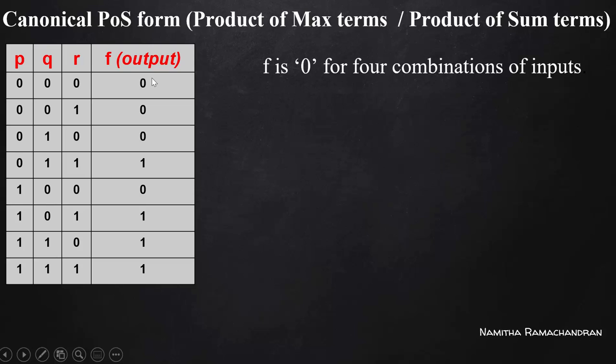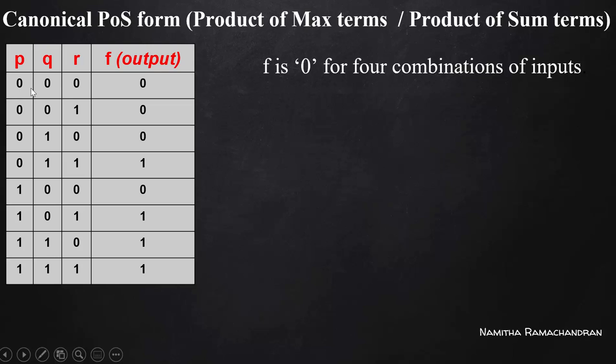Okay, so for different input combinations, the F output becomes 0 somewhere and 1 somewhere. For generating the canonical POS form, we need to consider the output value which is equal to 0. For four different input combinations, the output value becomes 0 here. What are the four input combinations corresponding to that?